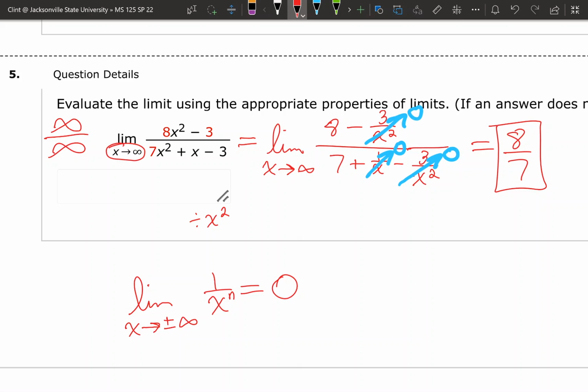Okay, so if you do it that method, I need you to show that step where you're dividing, although there is a shortcut. The shortcut is if the exponents are the same on top and bottom, same degree on top and bottom, it's the ratio of the leading coefficient, 8 over 7. Or you could do L'Hopital's rule. Nothing wrong with that.